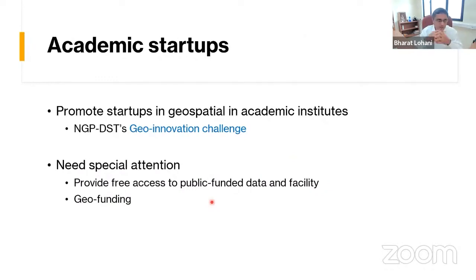One more thing I would like to say is about academic startups. Within an academic institution, this is a very ideal environment for starting companies, for students and entrepreneurs to come up with new ideas. So what we need is an ecosystem where startups can use the facilities and the data of the institutes. Also, the Geo Innovation Challenge started by NGP DST is an excellent program, and we need to create more such things so that students start thinking in terms of geospatial, like the term coined by Dr. Dutta, geospatial thinking. That thinking should be there in the students, and then they start thinking of starting their own companies in this area. So supporting geospatial startups within the academic environment is important.